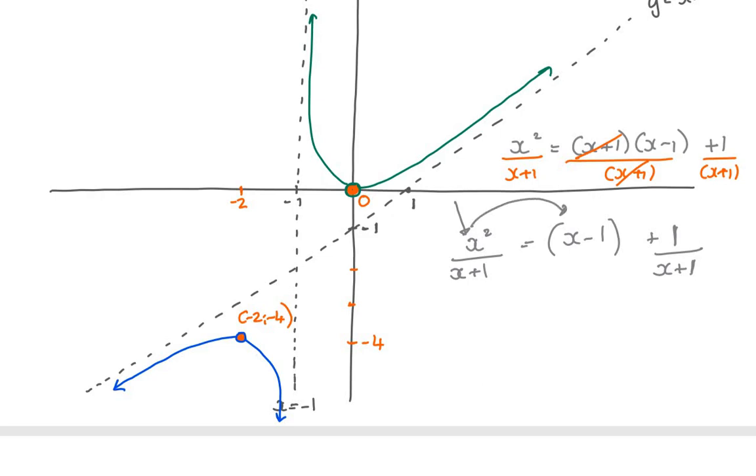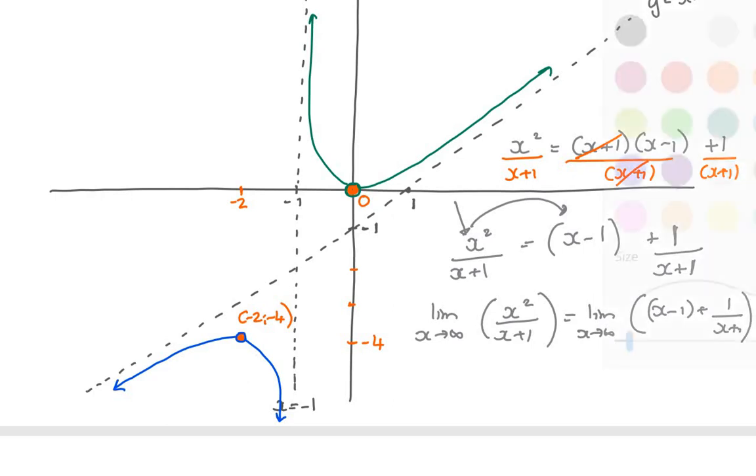Now, something I didn't explain properly previously, because we hadn't drawn it, and so it was difficult to explain. If you take the limit as x tends to infinity of x squared over x plus 1, does this limit exist? Well, that's the same thing as taking the limit as x tends to infinity of x minus 1 plus 1 over x plus 1. Now, I argued when we were doing oblique asymptotes that this would tend to 0 because 1 over infinity would be 0. And so that's why I said, there's your oblique asymptote.